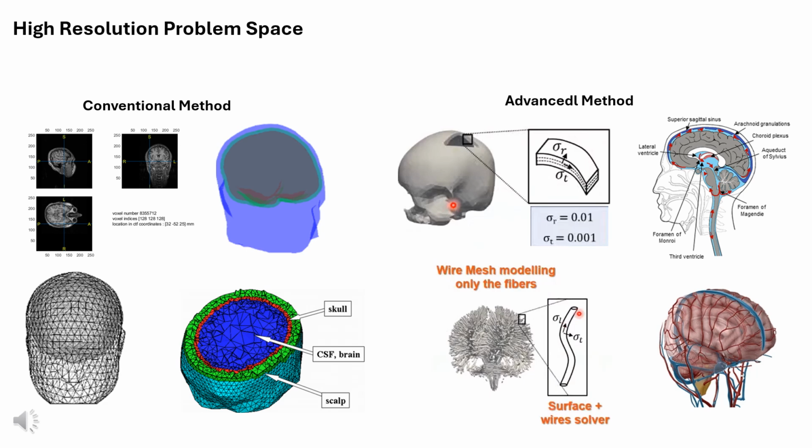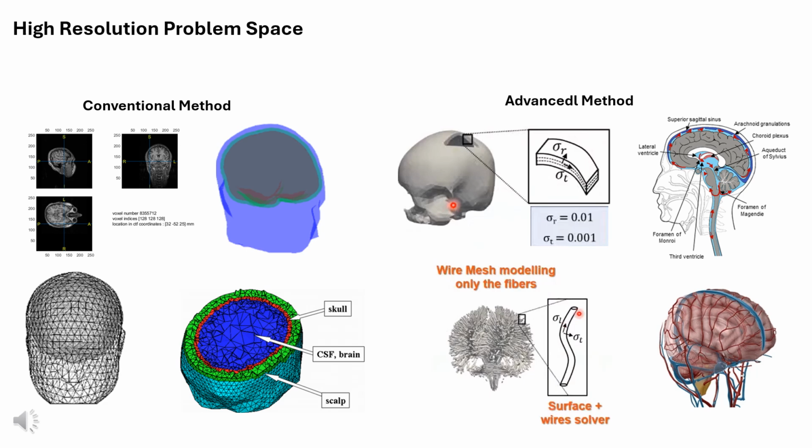As we discussed in previous videos, modeling the problem space begins with segmenting MRI images and creating a mesh from these segments. These models, as depicted on the slide, typically start with a basic representation of the main tissues, such as the scalp, skull, and brain. However, it's important to note that these basic models significantly differ from the actual anatomy of the human head.